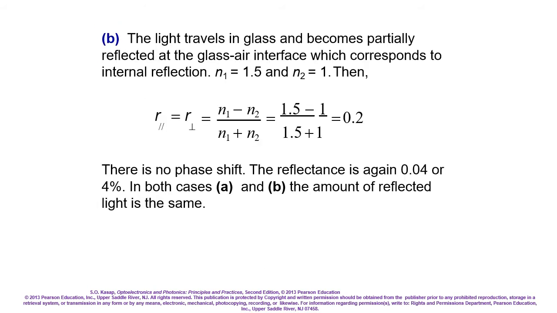And if the light travels in glass and becomes partially reflected at the glass-air interface, we get a positive reflection coefficient. This is an internal reflection, so there is no phase shift, and the reflectance is also 4%. In both A and B, the amount of reflected light is the same.